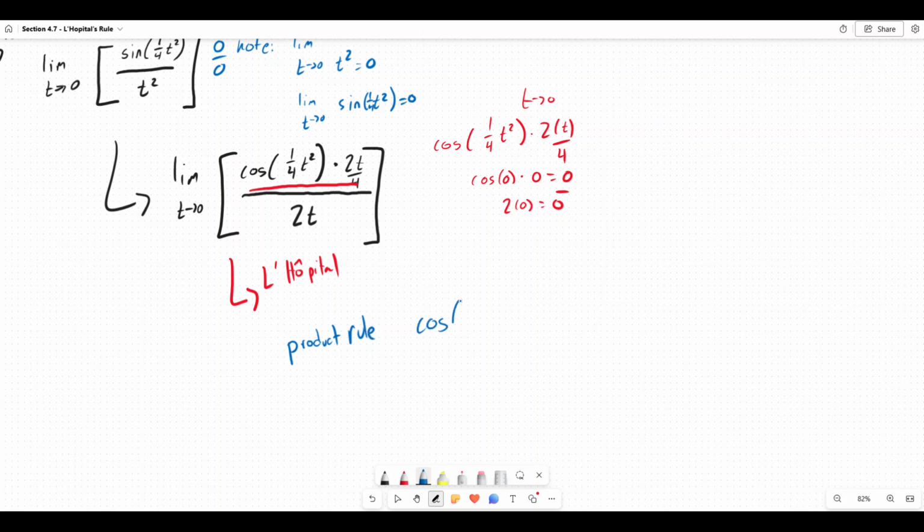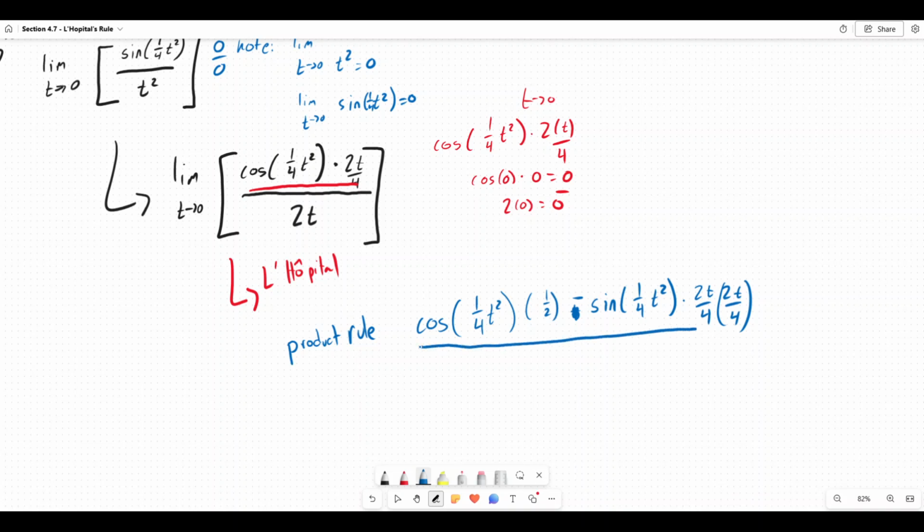We're going to say it's the first times the derivative of the second, 1/2, plus the derivative of the first, which, again, we've already done. Derivative of cosine is going to be negative sine of 1/4 t squared times 2t over 4 times the original 2t over 4. It's going to be our product rule for the top, all over the derivative of the bottom, which is just going to be 2. So this is the limit as t goes to 0. Okay, let's figure out what we have.